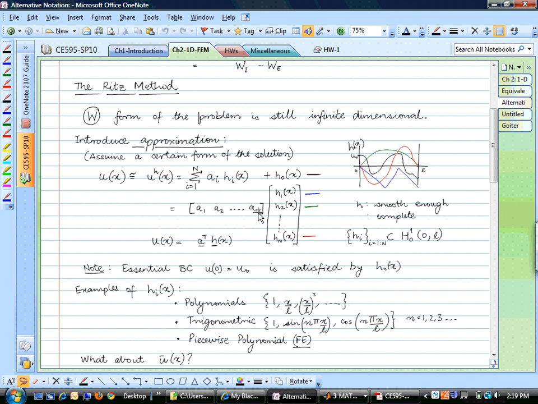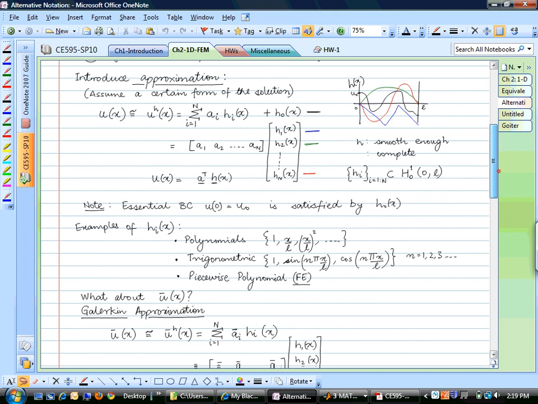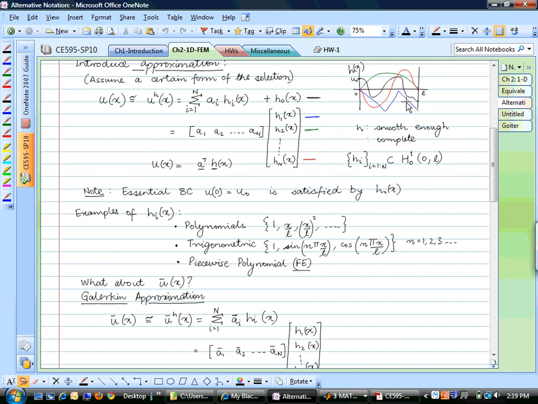So we have reduced from an infinite dimensional problem to a very manageable problem. But of course, we have lost a lot of information. We have made a huge approximation. Depending upon how well you choose all these functions, your approximation might still be very good. So, as I just told you, the essential boundary condition is satisfied by this h0. And some of the examples are here.